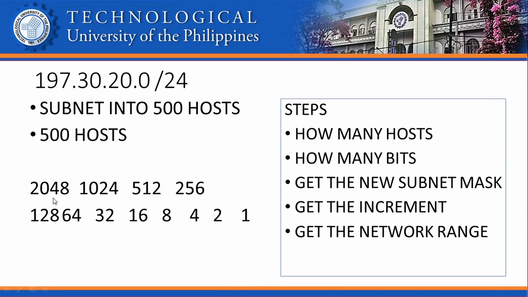No? Mag-1 ba siya sa 2048? Hindi, masyadong malaki. No? 1024, malaki pa rin. 512, lampas ng 500. So, hindi pwede yan. Lampas eh. So, doon tayo mag-1 sa 256. So, from 256, lahat ng bits kakount na natin. No? Same lang kung paano yung ginawa natin sa network requirement. No? 256, 1, 2, 3, 4, 5, 6, 7, 8, 9. So, we have 9 bits. Okay? Clear. So, for our third step, we have to get the new subnet mask.